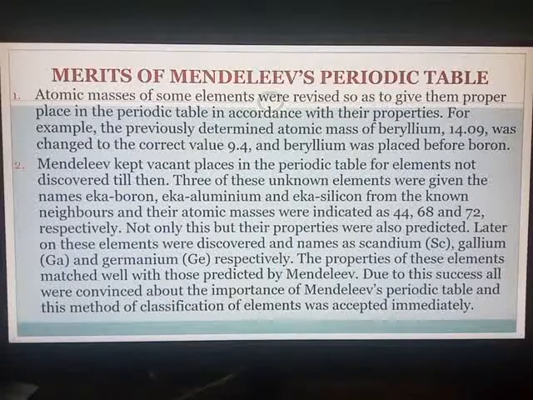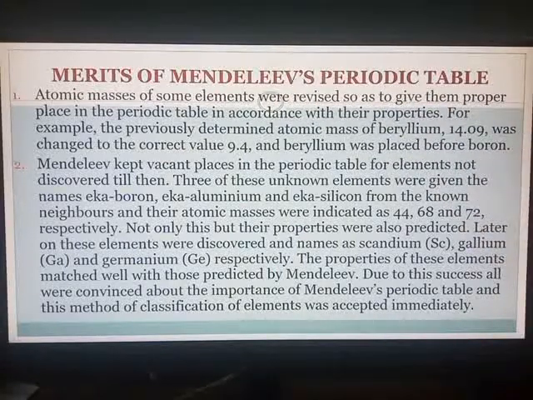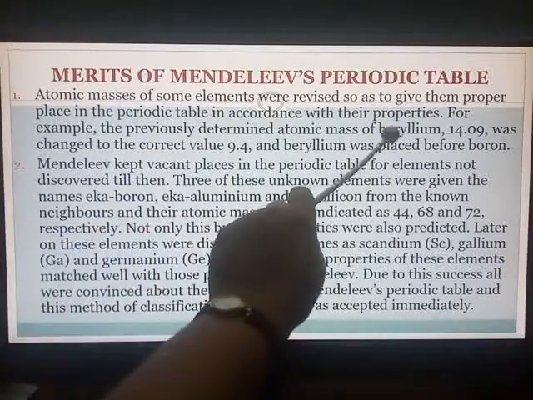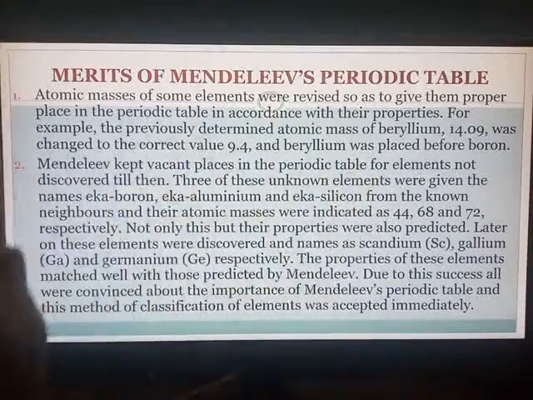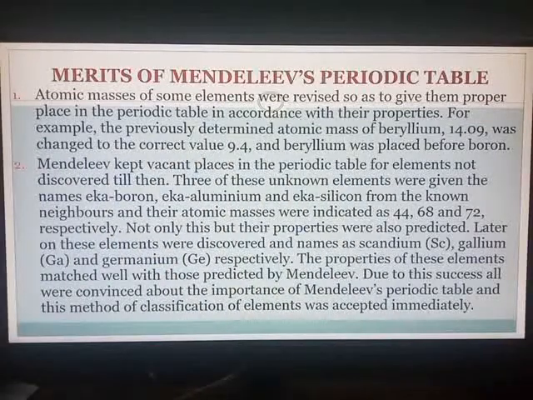So here also, for some of the elements he revised the atomic masses to give them proper place in the periodic table in accordance with their properties. For example, the previously determined atomic mass of beryllium, which was 14.09, he changed to the correct value 9.4, and then beryllium was given a place before boron, which was surely an achievement for Mendeleev. So that was his first merit.